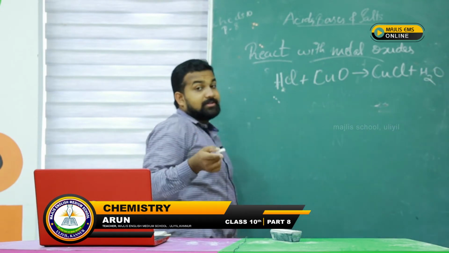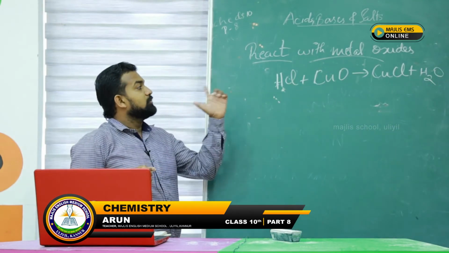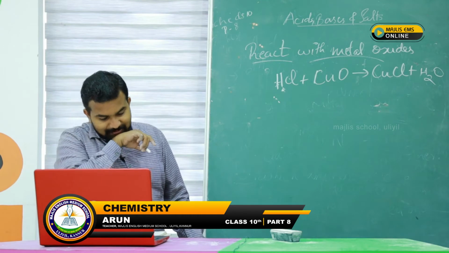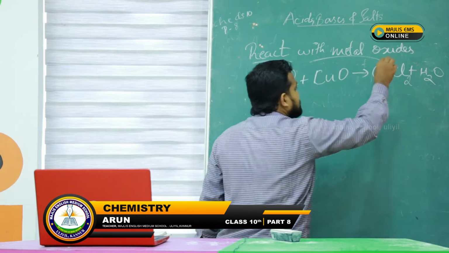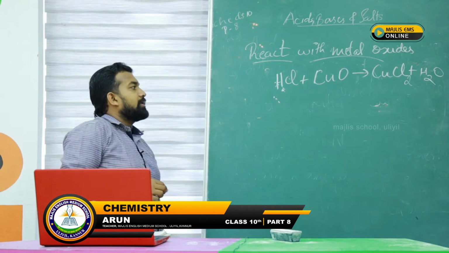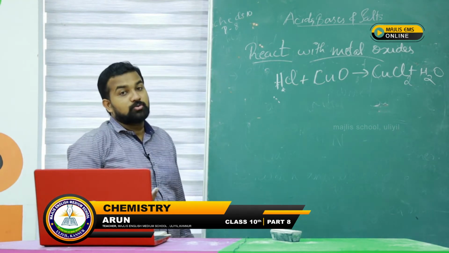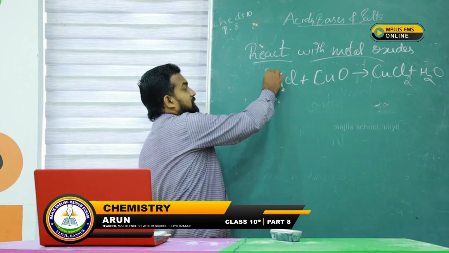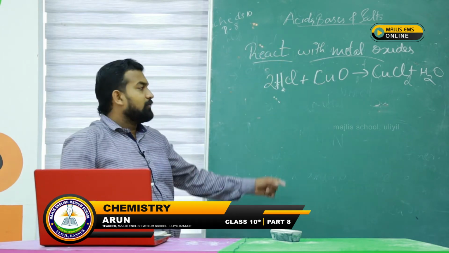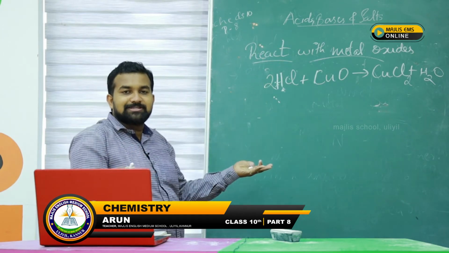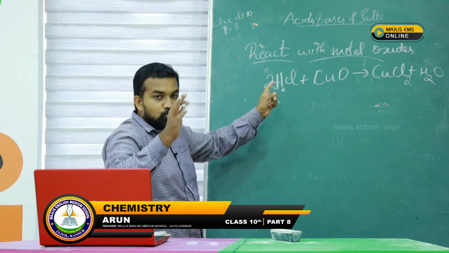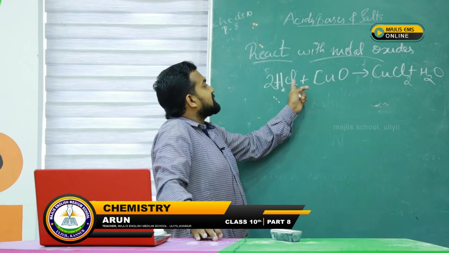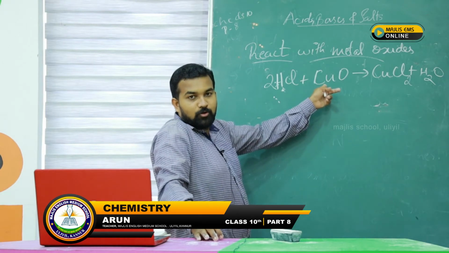You might have studied the balancing of chemical equations. You can write down the equation and balance it. CuCl2 plus H2O. If you want to balance it, what do you have to do? Just put a 2 and take 2 molecules of HCl. If you take 2 molecules of HCl, there will be 2 H plus ions and 2 Cl minus ions. Those 2 Cl minus ions will go and combine with copper.